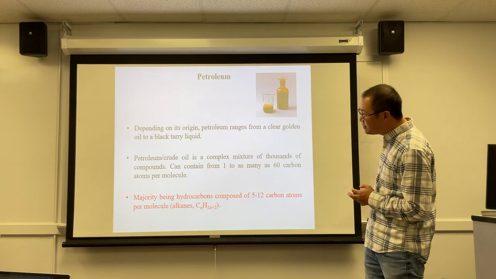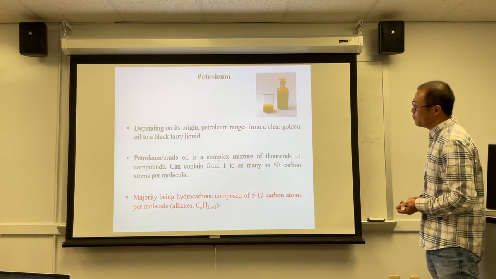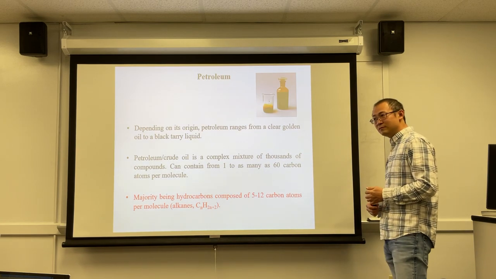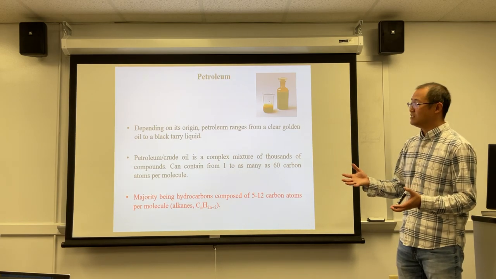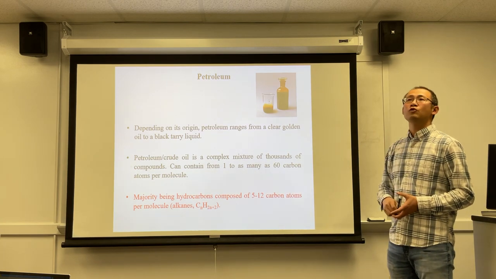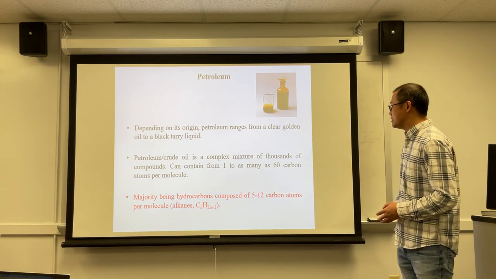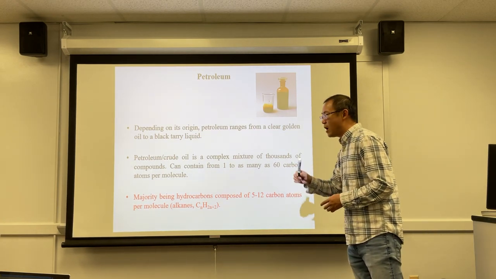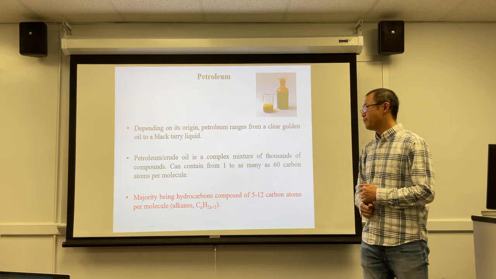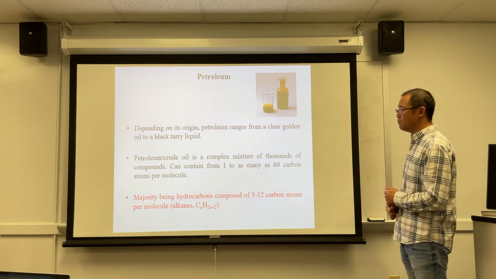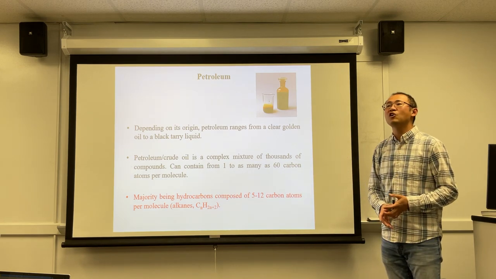The golden oil that everybody is fighting for: petroleum. What is it, what are its components, what does it look like, and what is its chemistry? Petroleum is a very thick liquid. Its color ranges from clear golden to black and tarry, which means thick liquid. Very similar to coal, petroleum, or crude oil, is also a mixture. It contains thousands of compounds, but those compounds are all carbon-containing compounds. The number of carbons can range from 1 to as many as 60 carbons per molecule. So it is a huge mixture of carbon-containing compounds.